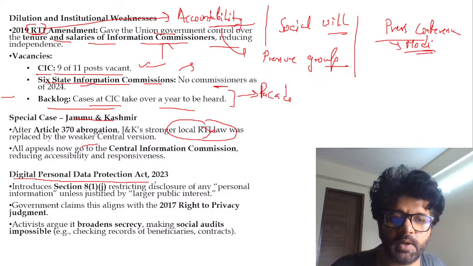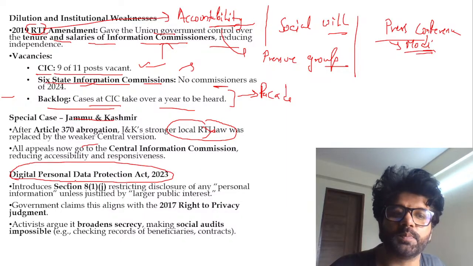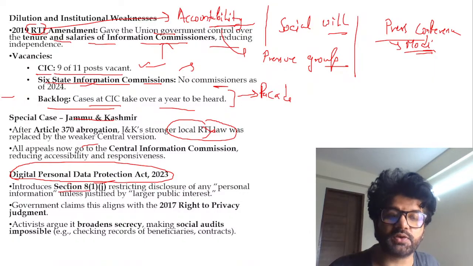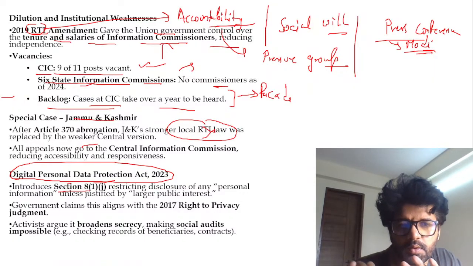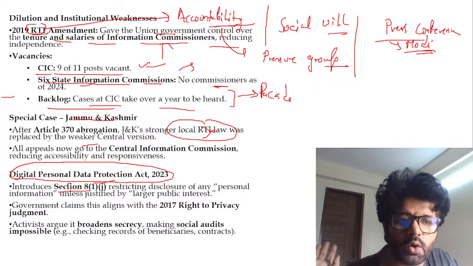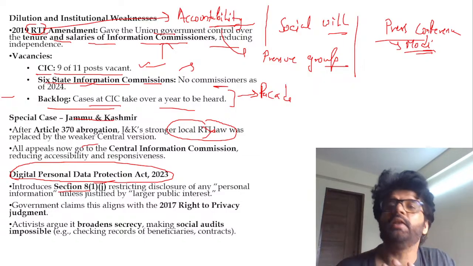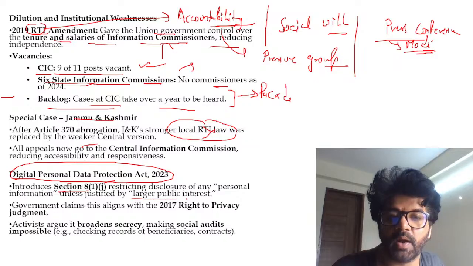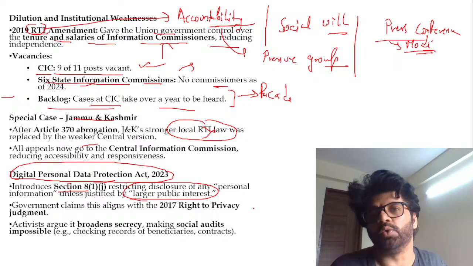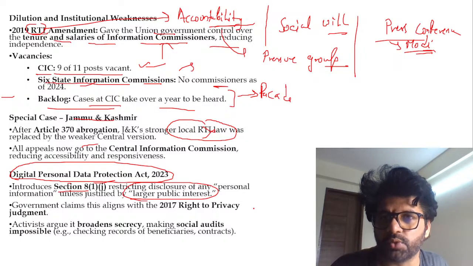Then they introduced this particular act, the Digital Personal Data Protection Act, where there is a section which says that our personal information cannot be divulged. Our PM's and CM's degree cannot be divulged unless it is justified by a larger public interest. Why do you want to know the degree of your PM or CM? Just go do your work.